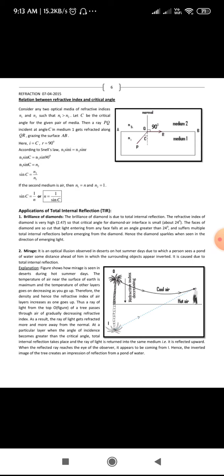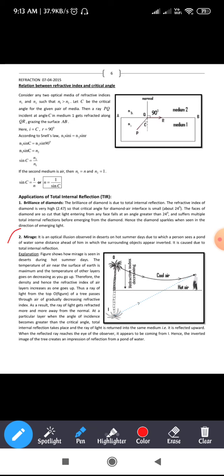So the next is regarding the mirage. Let us see what that is. It is an optical illusion observed in deserts on hot summer days, due to which a person sees a pond of water some distance ahead of him in which the surrounding objects appear inverted. It is caused due to total internal reflection.